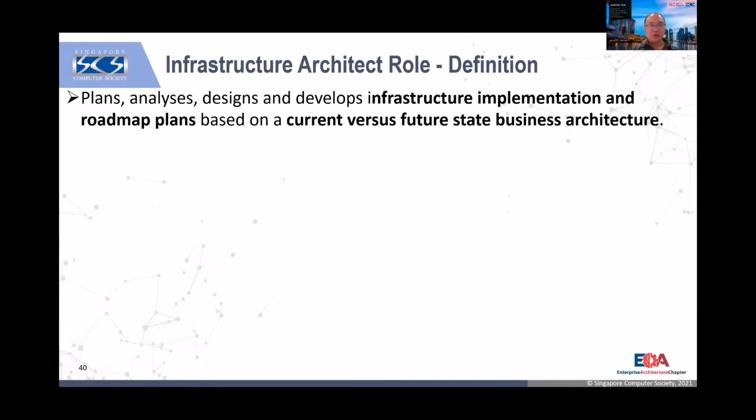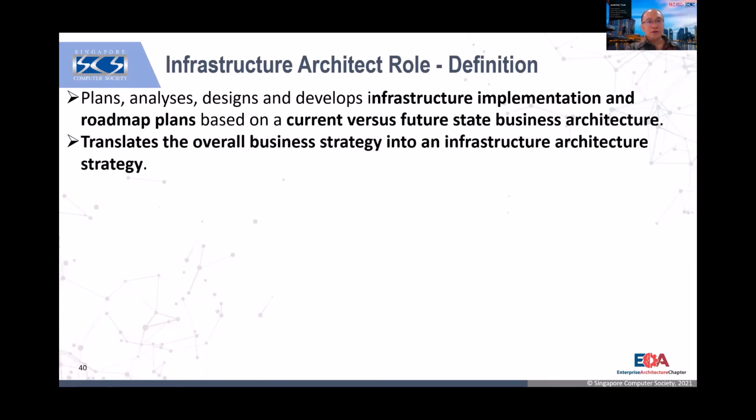So whatever you're going to do about cloud, about DevOps, about your disaster recovery, about availability, you need to look at where the future state business architecture is, because you need to evolve and you need to support the business with your infrastructure. So of course, we need to also translate the overall business strategy into an infrastructure architecture strategy. That's very, very interesting. Yeah?